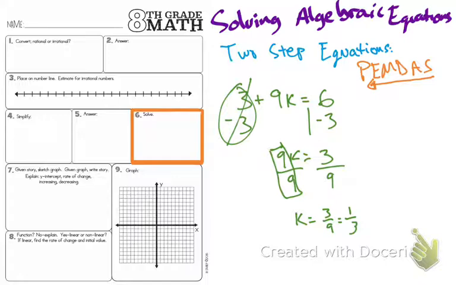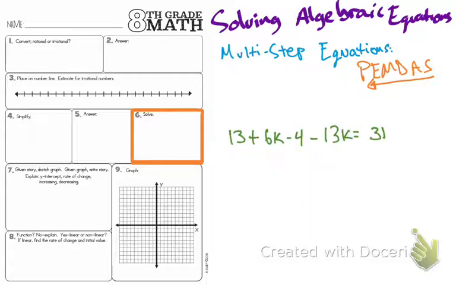Okay, the key to those two-step equations, and this is going to apply to our multi-step equations that we're going to do in a minute, is you have to make sure you undo in the opposite direction. Let's do one more two-step example, a multi-step example here. Okay, now we're starting to get into some problems that are not simplified yet.